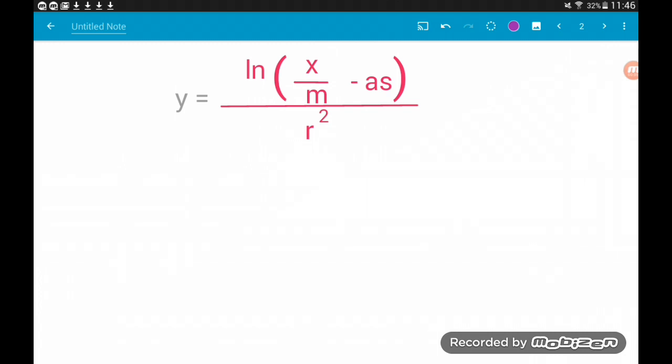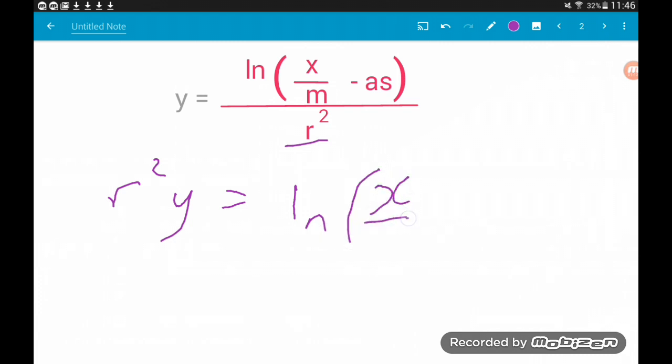What we've got here is y equals what's called the log of x divided by m minus as, all divided by r squared. So what we're going to have to do to get his message out of this is rearrange both sides a tiny little bit. The first thing we're going to do is shift this r squared. Now that r squared is dividing the whole right hand side, so we're going to multiply both sides by r squared, which is going to give us r squared y on the left, and on the right that is going to be equal to the log of x over m minus as.